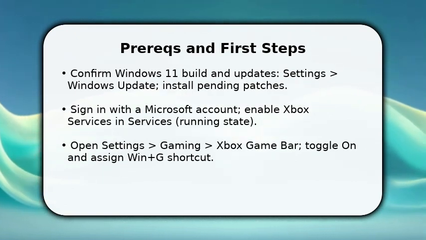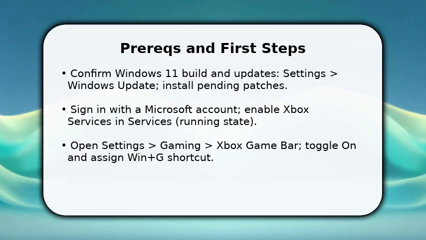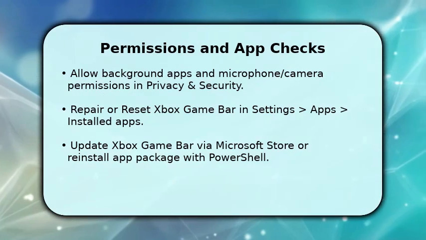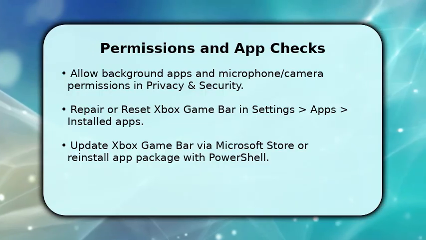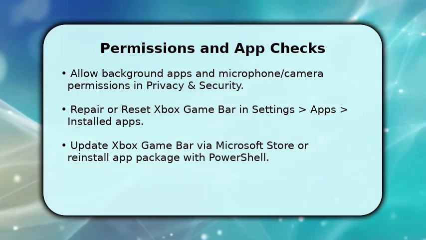Now you handle permissions and the app state. Open Privacy and Security and allow background apps plus microphone or camera if you plan to record. Without those, Game Bar may refuse to open.